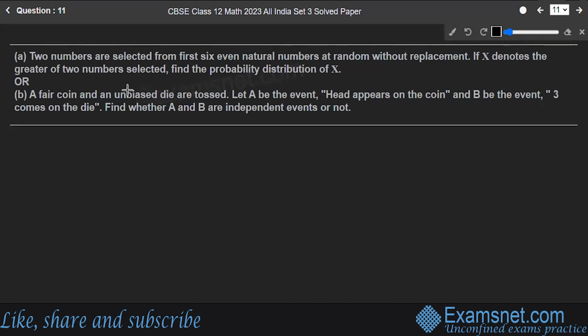Two numbers are selected from the first 6 even natural numbers at random without replacement. If x denotes the greater of the two numbers selected, find the probability distribution of x.